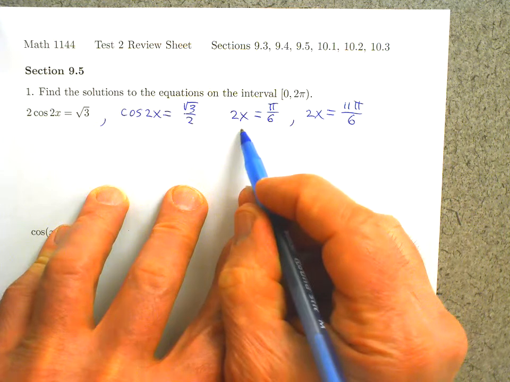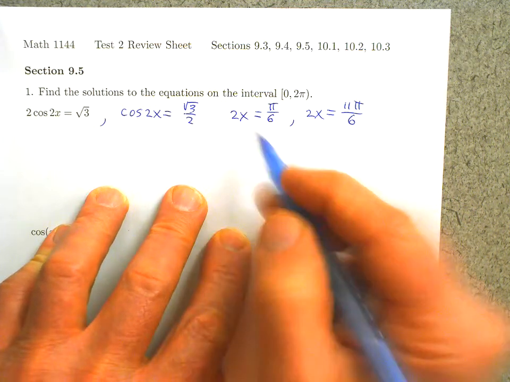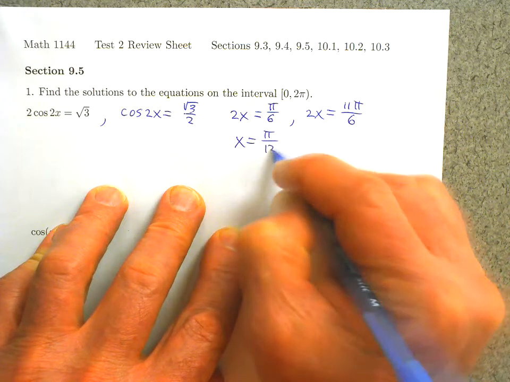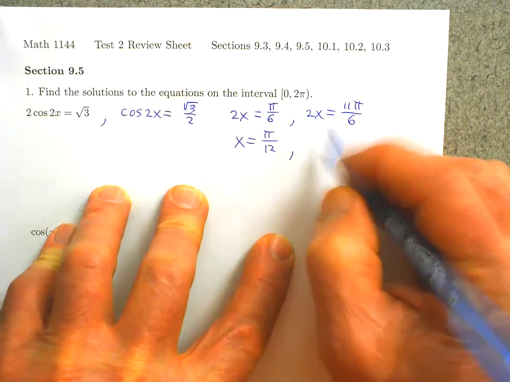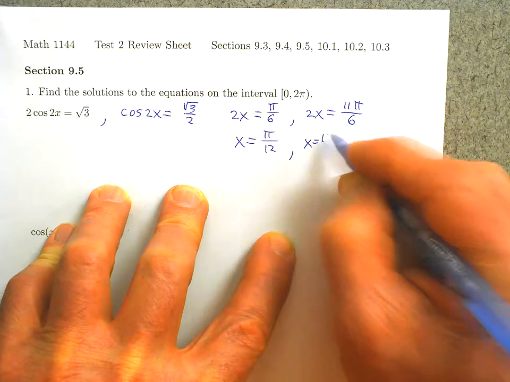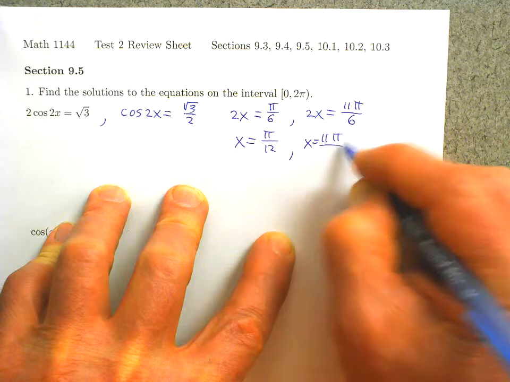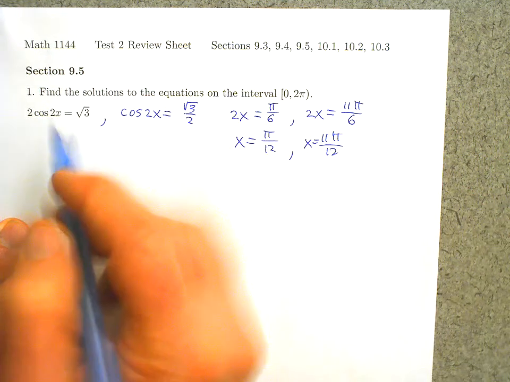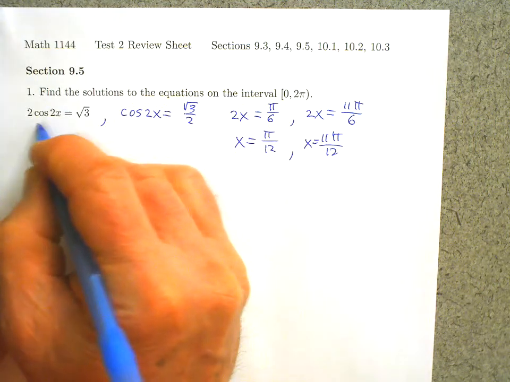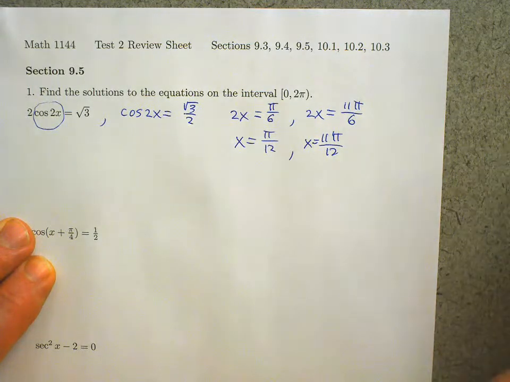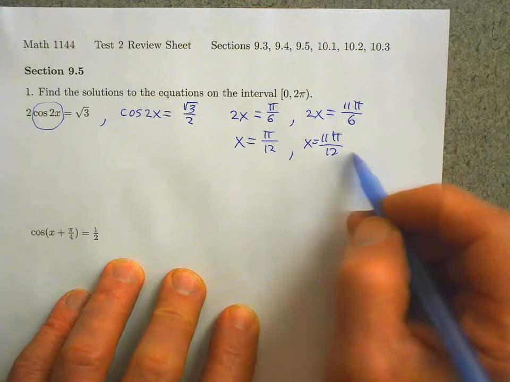Okay, but we're trying to find solutions for x, so if we divide both sides by 2, we get x equals pi over 12. And then x is equal to 11 pi over 12. But remember the period for y equals cosine of 2x is pi, so there's going to be 2 more solutions.